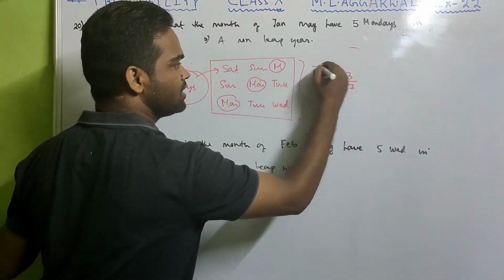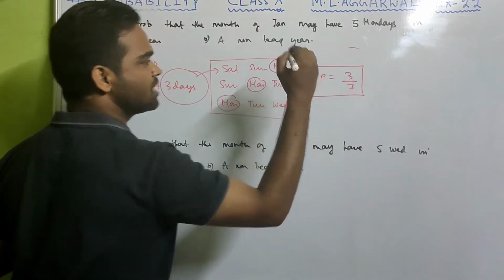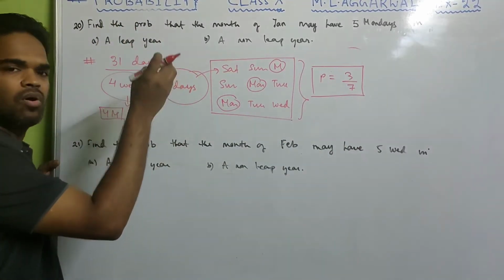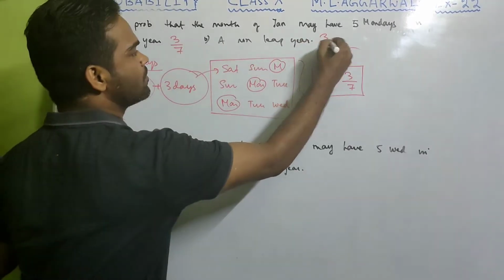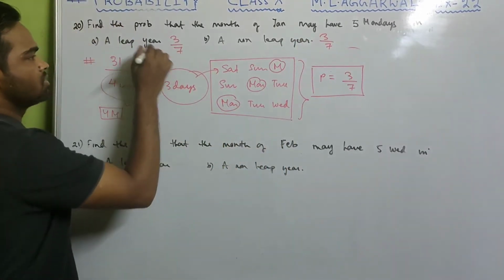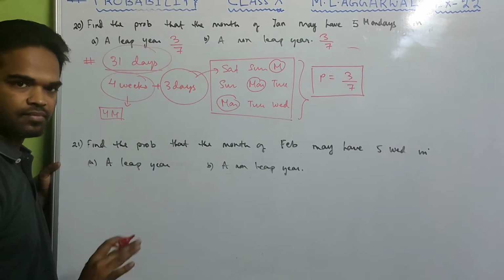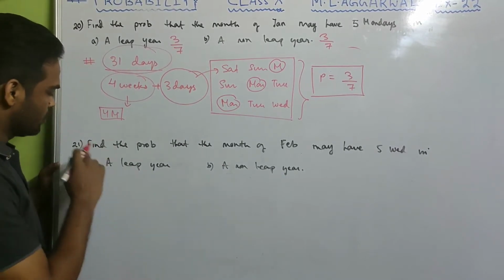In a week you have 7 days. So 3 out of 7. Whether it's a leap year or non-leap year, the answer still remains the same, because in January there are 31 days. Done. Now look at this.